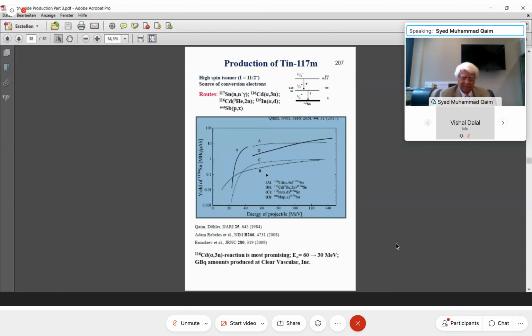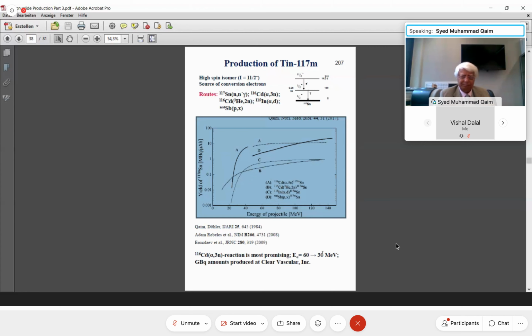So from these reactions, one comes in the end to the conclusion that the alpha,3n reaction is the best. It has a high cross section, and the yield which one gets is quite good, between 60 MeV and 30 MeV. So this shows the importance of alpha particles.